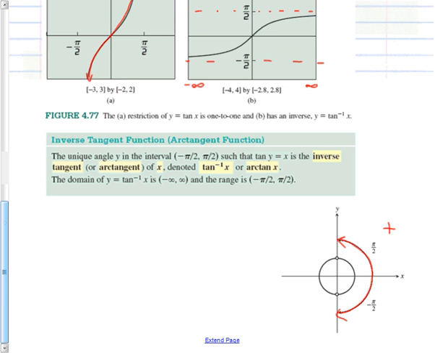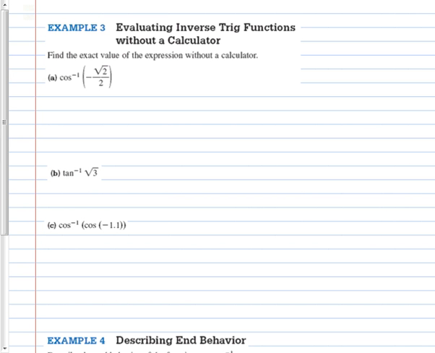Positive values here, negative values here when you're talking about inverse tangent. All the same notation, inverse tangent, arctangent, they mean the same thing. The domain of this, though, is all real numbers. Anything can go in. And my answers are in quadrant 1 down to 4. So let's answer some of these.